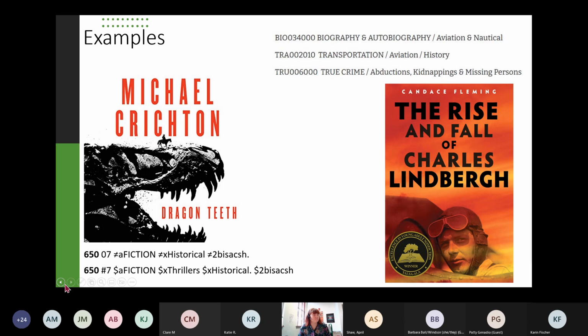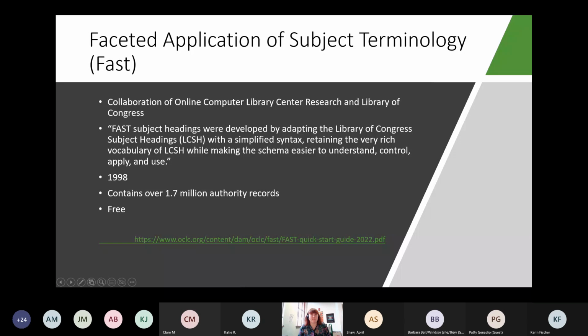Another very popular controlled vocabulary is the FAST headings, Faceted Application of Subject Terminology, which are the terms that are included in the Classify website. I think I said it was BISAC, but I'm pretty sure it's FAST. These terms came from a collaboration of OCLC and Library of Congress. FAST subjects were developed by adapting the Library of Congress subject headings with a simplified syntax, retaining the very rich vocabulary while also making the schema easier to understand, control, apply, and use. And that came out in 1998.